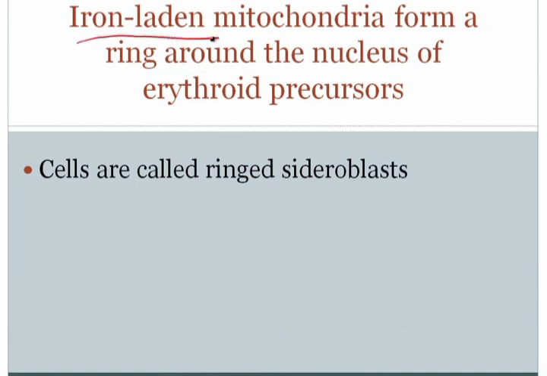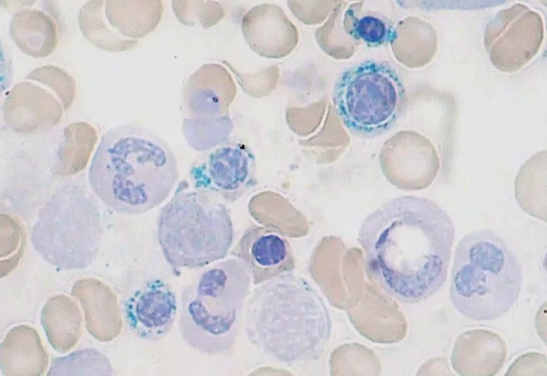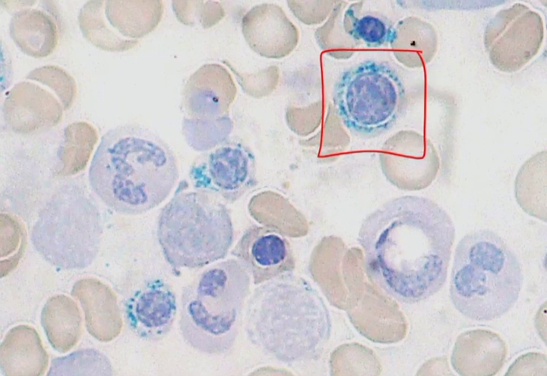Note what I say: iron-laden mitochondria form a ring around the nucleus of erythroid precursors, and these are called ringed sideroblasts. So here's a classic image. This is a bone marrow biopsy. Of course, we would see this in the bone marrow. This is where the cells are being produced, and we can clearly see this blue color here. This represents iron. This is a special stain called the Prussian blue stain, and the Prussian blue stain is what marks iron. Now clearly in this particular case we see that there is iron accumulating in a ring around this cell. I'm going to clear this so that you can see it. Iron is accumulating in a ring around the nucleus of this particular cell. That's called a ringed sideroblast.